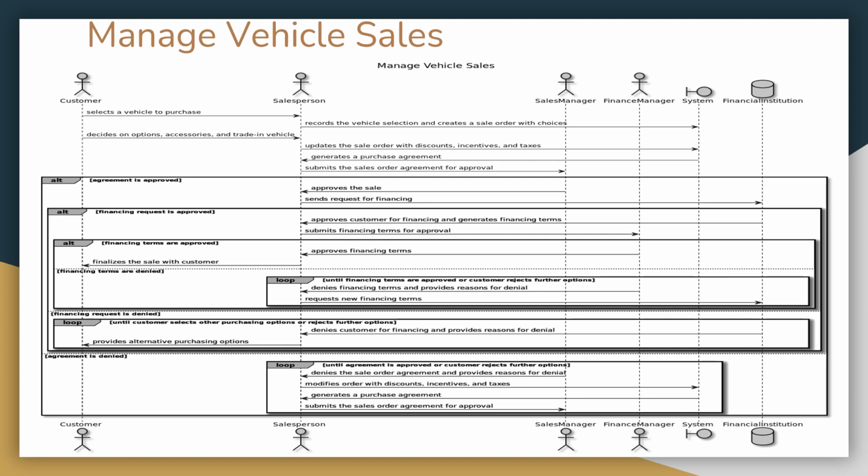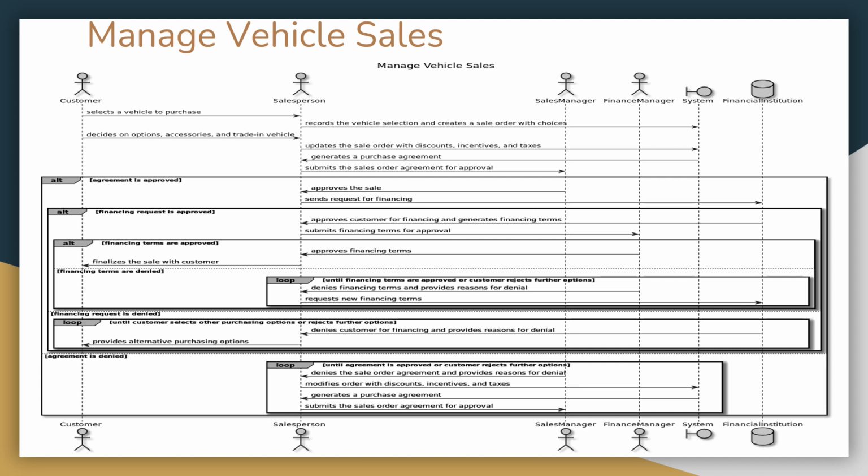As you can see, this diagram has several elements. The actors are represented by vertical lines with stick figures at the top. The messages are represented by horizontal arrows between the actors and the system. They show the information or requests that are exchanged between them. The lifelines are represented by dashed vertical lines that extend from the actors and the system. The alt frames show alternative scenarios or conditions that may occur in the communication.